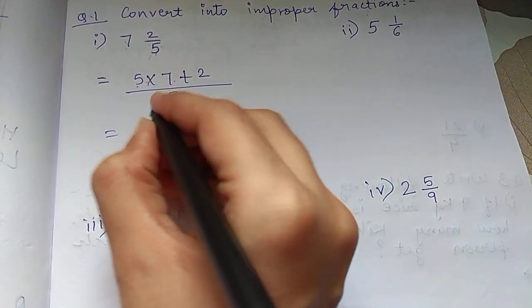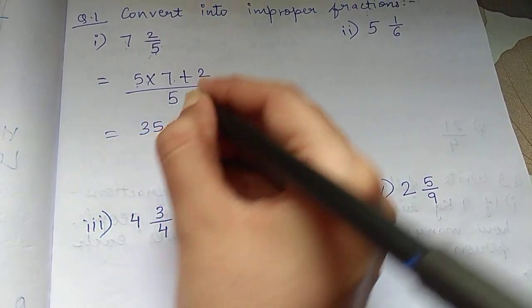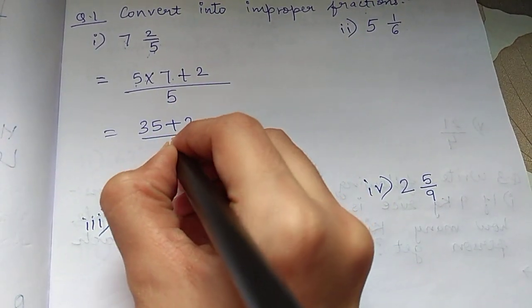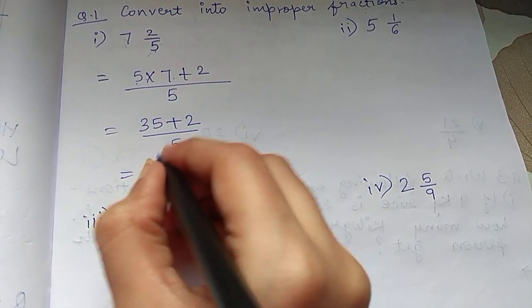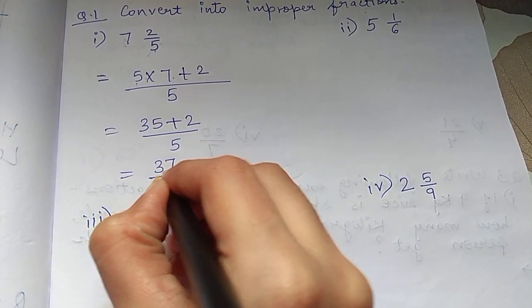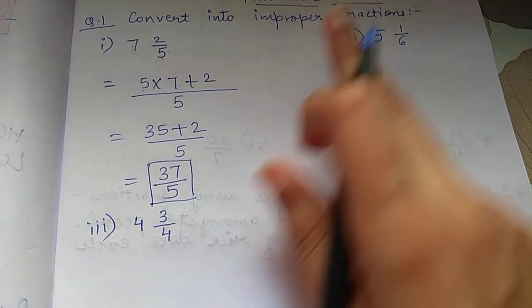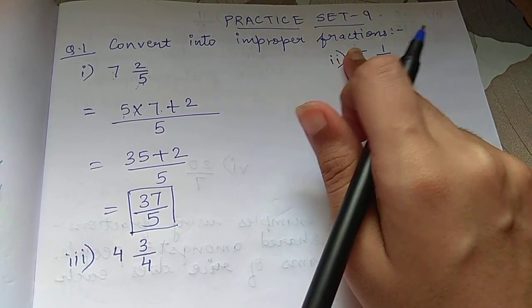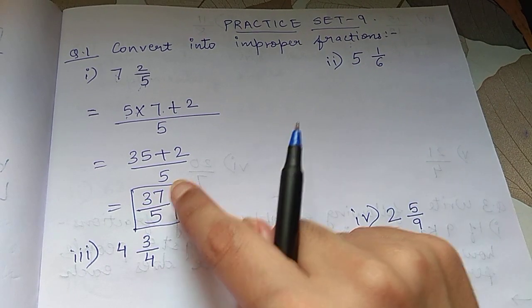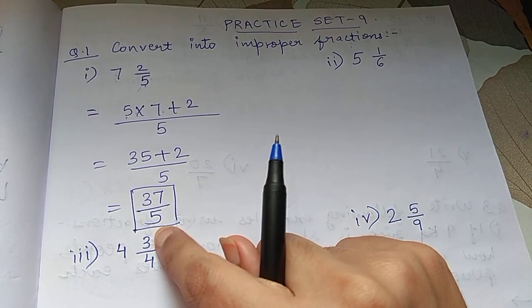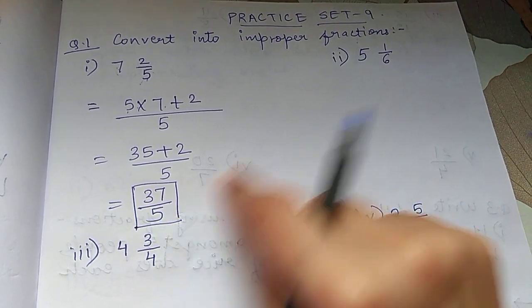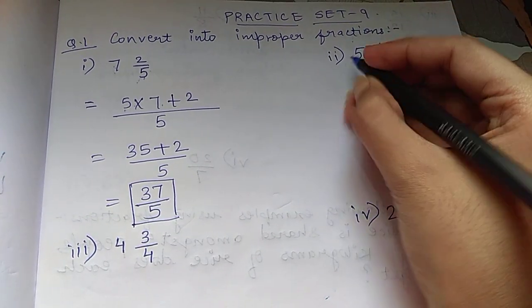So 5 sevens are 35 plus 2 upon 5, which is our final answer: 37 upon 5. Now this is an improper fraction, wherein the numerator is bigger than the denominator. Let us see the second one.